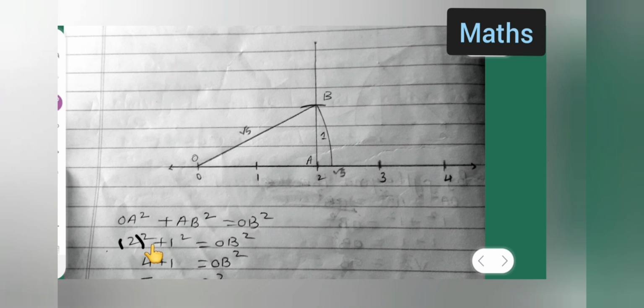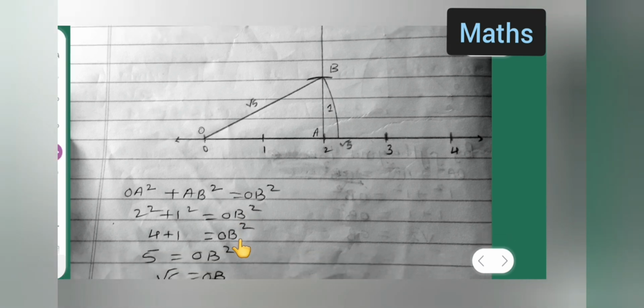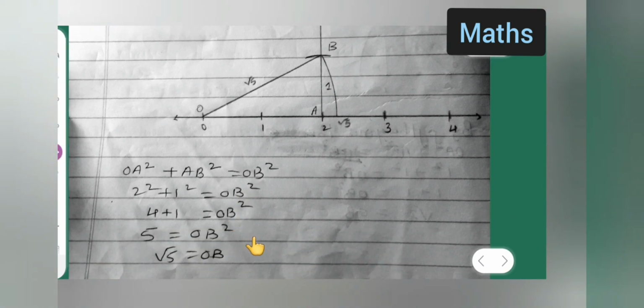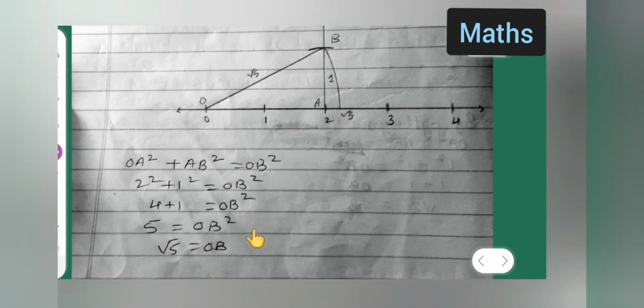I have put a bracket. Now plus AB, which is only 1 unit, so 1 square, is equal to OB the whole square. OB we need to find out. Now 2 square is nothing but 4, plus 1 square is nothing but 1, is equal to OB square. Write it as it is. Now 4 plus 1 is 5, is equal to OB square. If you take the root or square on both sides, what you are going to get is root 5 is equal to OB.